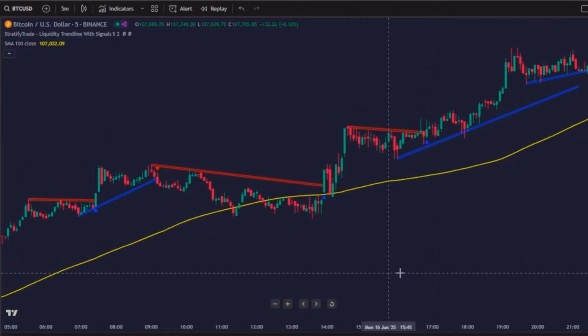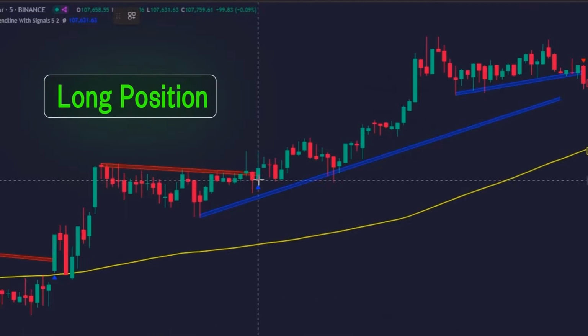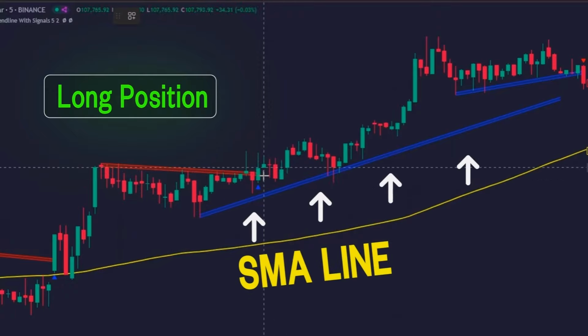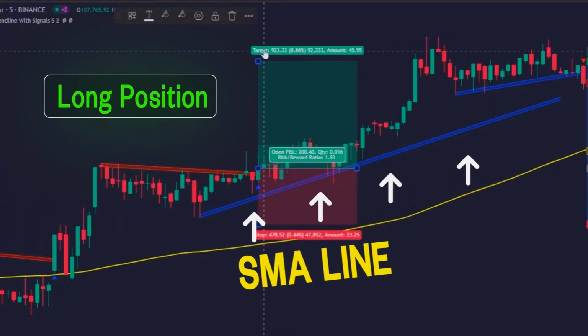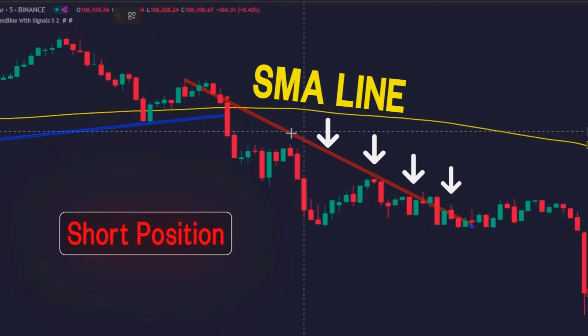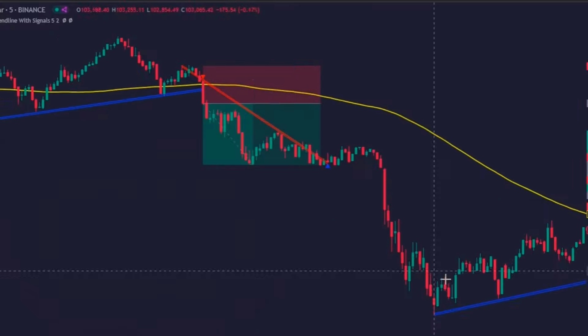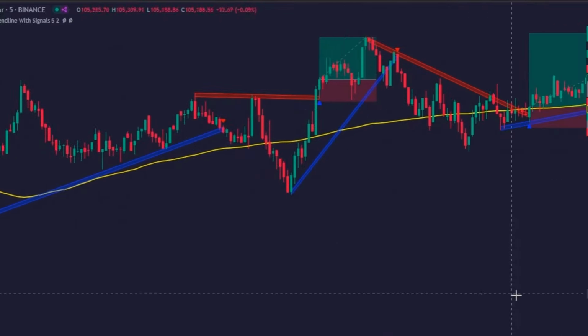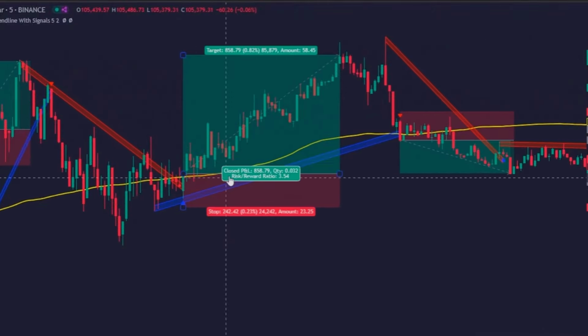And here are the rules. We will only take long positions from the trend lines when the price is above the SMA line, meaning the market is in an uptrend. And we will only take short trades when the price is below it, meaning we are in a downtrend. This filter alone helps eliminate lots of fake entries, and it's super easy to add to any chart.